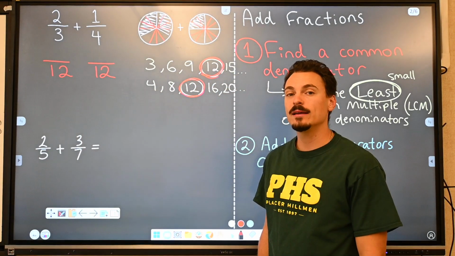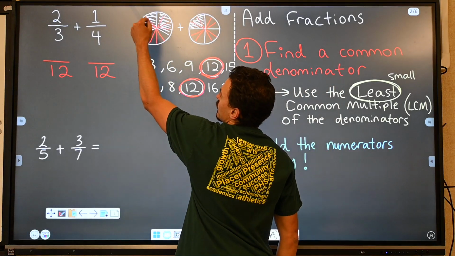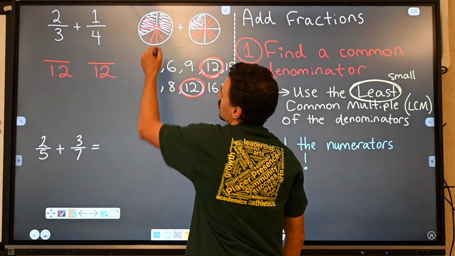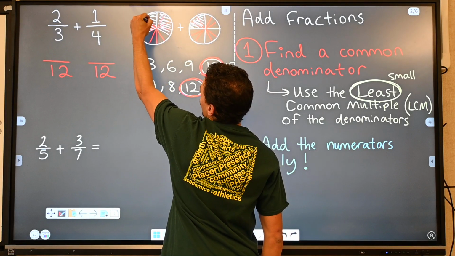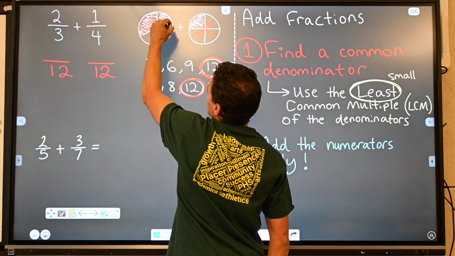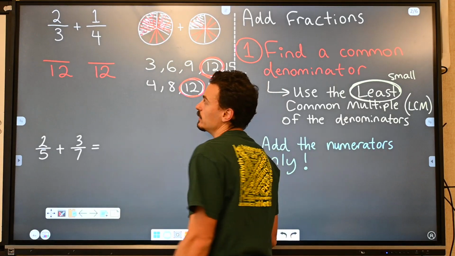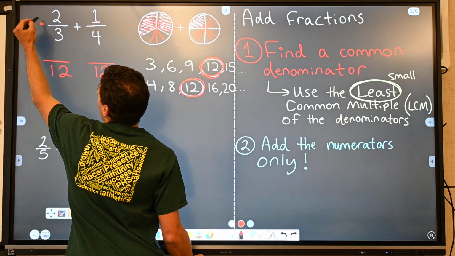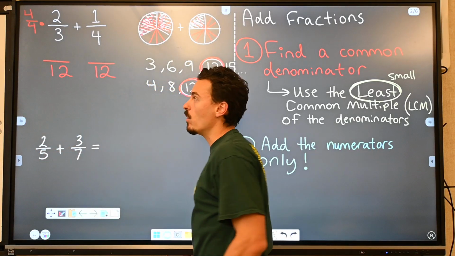Okay, when we do that, it changes the amount of pieces that we have. Because if we had 2/3 and we cut up those thirds into 12ths, we now have 1, 2, 3, 4, 5, 6, 7, 8 12ths. Okay, the way we do that mathematically is we multiply our fraction by 4 over 4, which does not change the number because we're multiplying by 1.